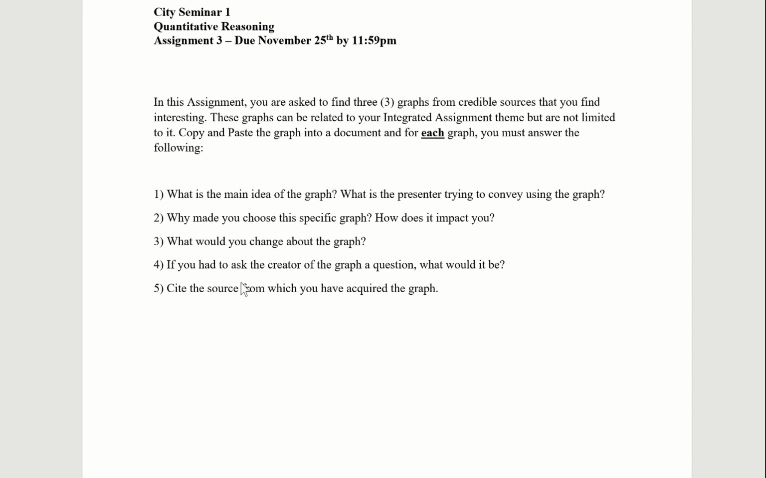Fifth, give me the source of where you got the graph from. You can copy and paste it, just a link. If it's a website, just copy and paste it. But remember, it has to be from a credible source. By now you guys know what credible sources are, so make sure the source is not just a Google image. Make sure it's from an actual source.